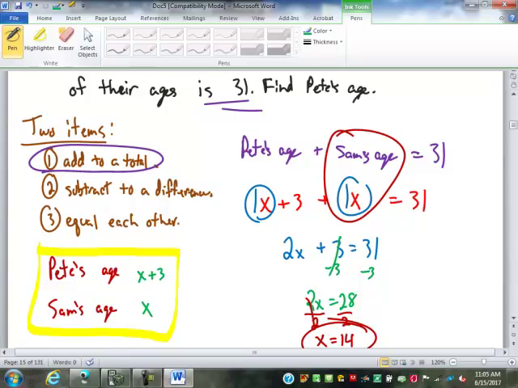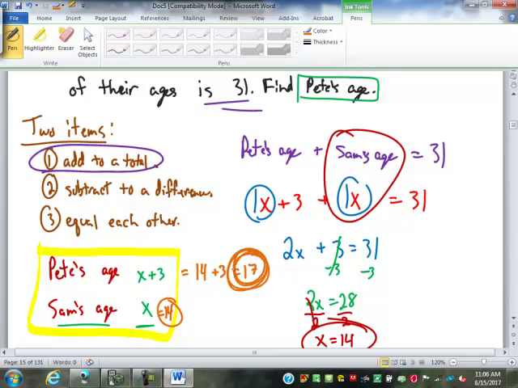And I'm giving myself a formula to get to the right answer from what I have here. X represents Sam's age. Is that what I'm asked to find? No, I'm asked to find Pete's age. But knowing Sam's age, I can find Pete's age. Sam's age is 14, or X equals 14. How do I find Pete's age? Yeah, take Sam's age plus 3. 14 plus 3 is 17. Pete's age is 17. That is the result I'm looking for.